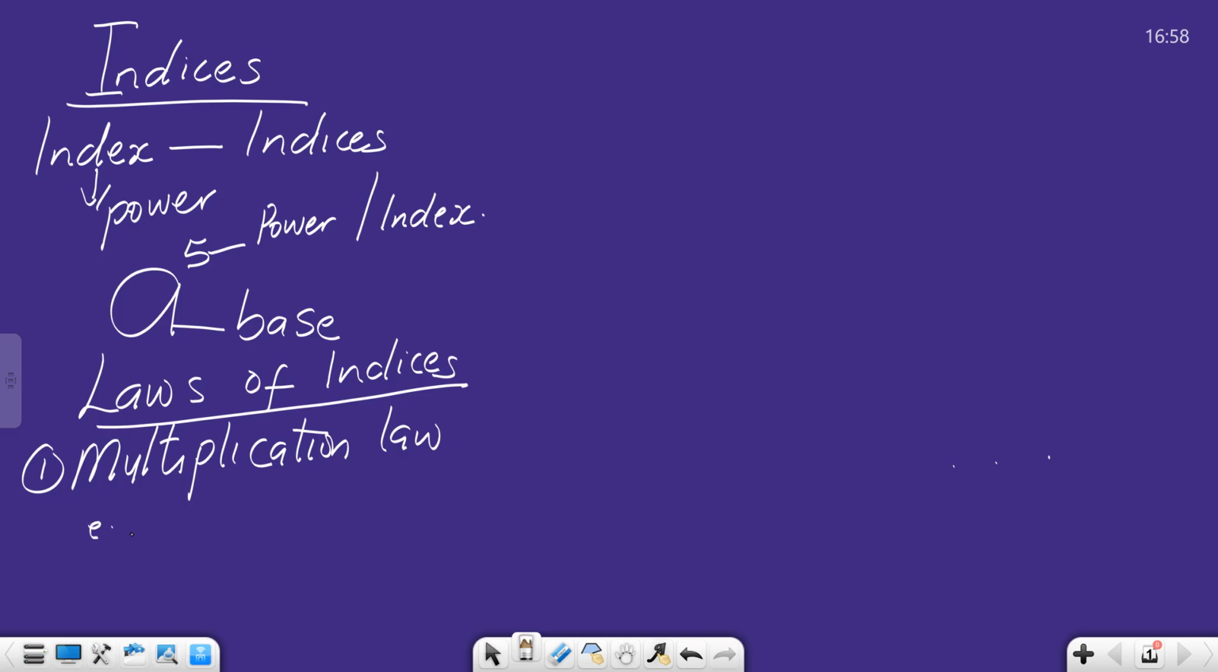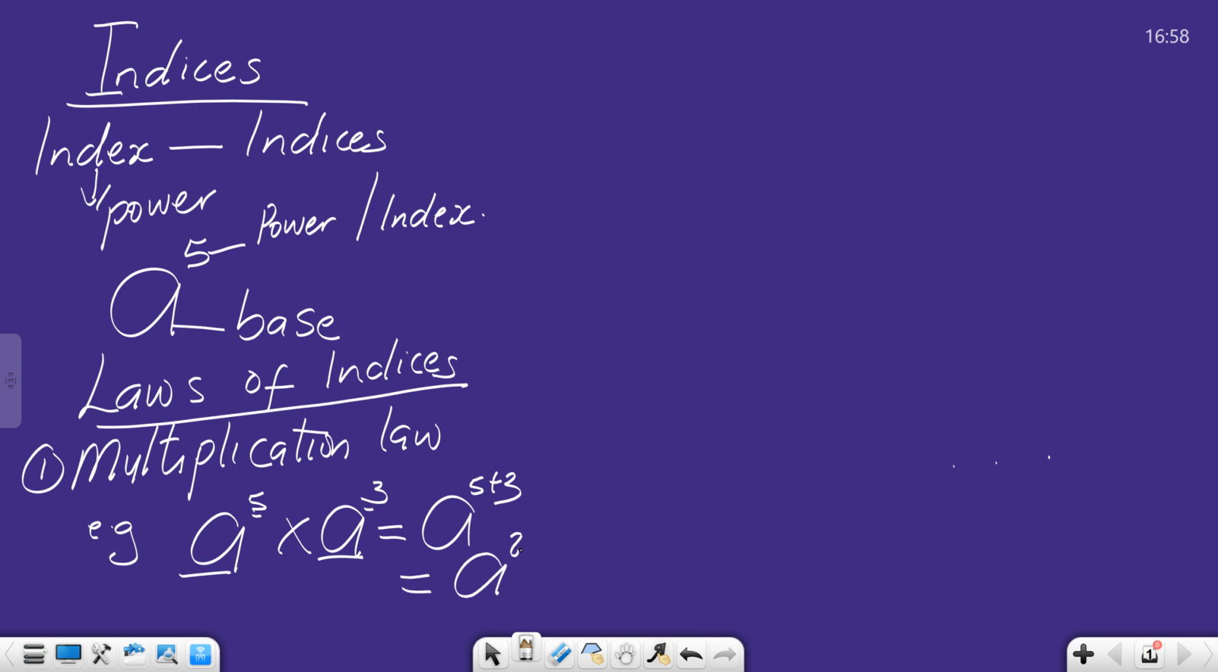For example, I have a raised to power 5 times a raised to power 3. Let's look at this. This a and this a are the base. Now, if we have the same base like that, you pick one base, then you add the power. That will be 5 plus 3. Then this will give me a raised to power 8. That's what the first one says, multiplication law.